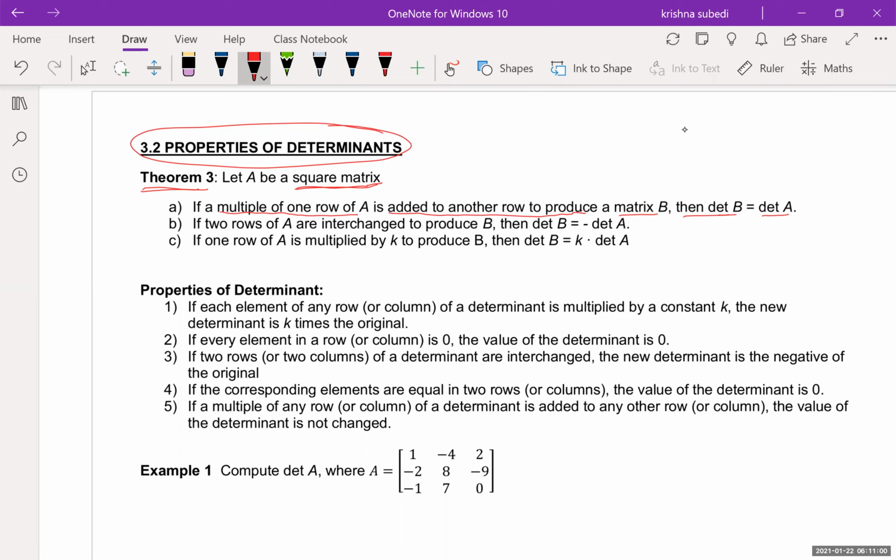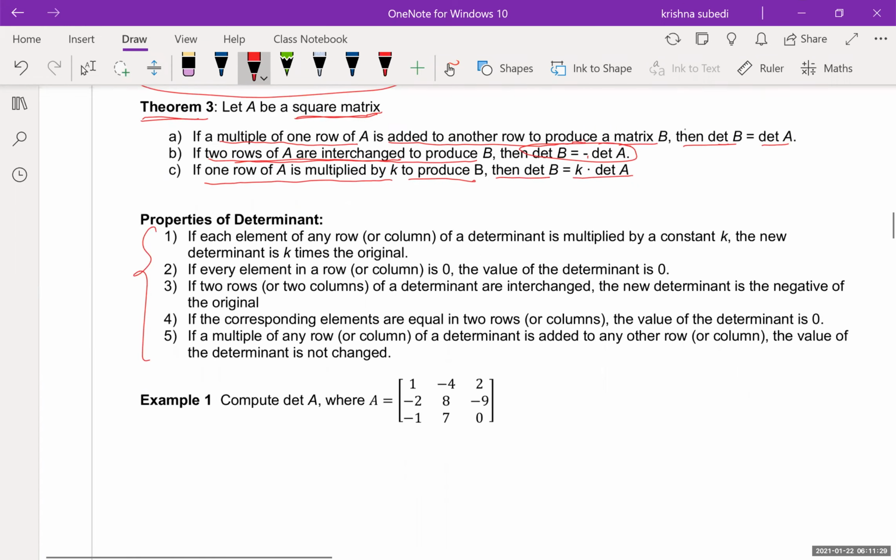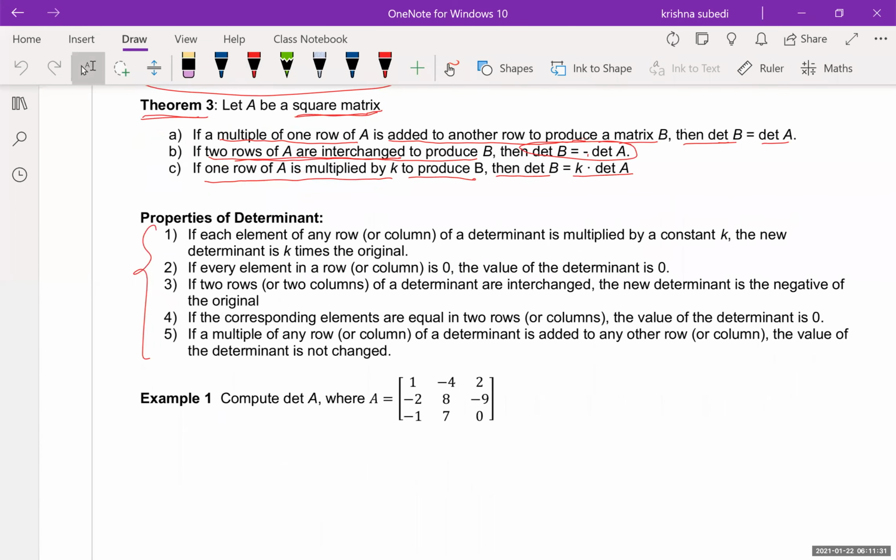Now, if you interchange the row, if two rows of A are interchanged, then in that case, we must change the sign. If one row of A is multiplied by K to produce B, then determinant of B equals K times determinant of A. So then we have two more properties. Let us talk about all of those 5 properties of determinant, with examples.